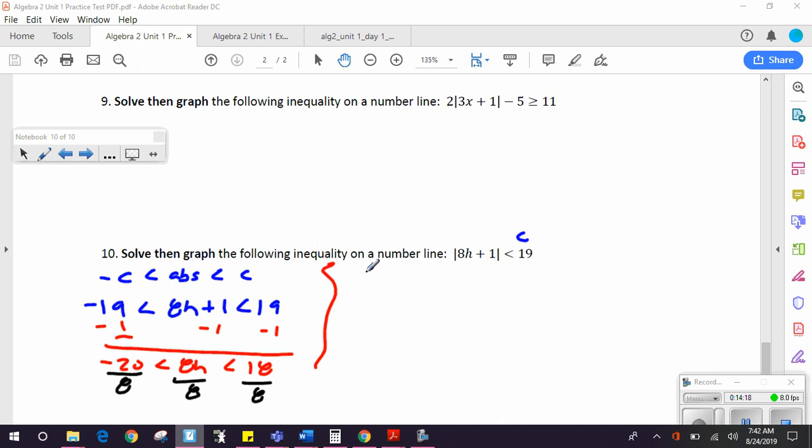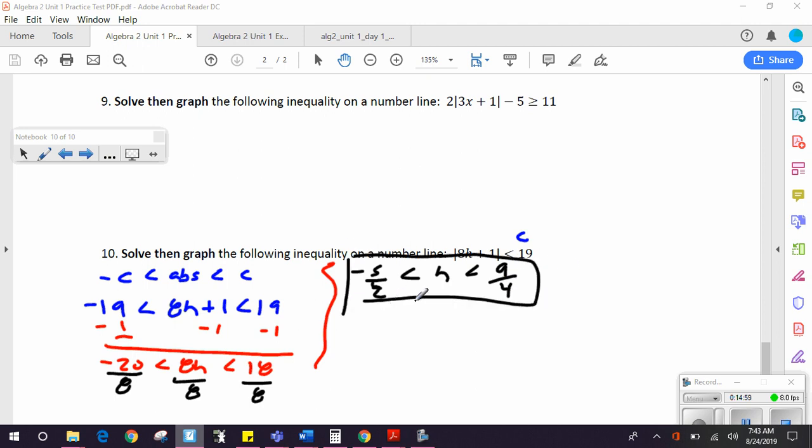So negative 20 over 8, sorry, go bigger. Negative 5 halves, because they're both divisible by 4. 20 divided by 4 is 5, 8 divided by 4 is 2, which is less than h, which is less than. Now over here, the only thing they have in common is that they're even, so you divide by 2. 18 divided by 2 is 9, 8 divided by 2 is 4. So here's our solution.